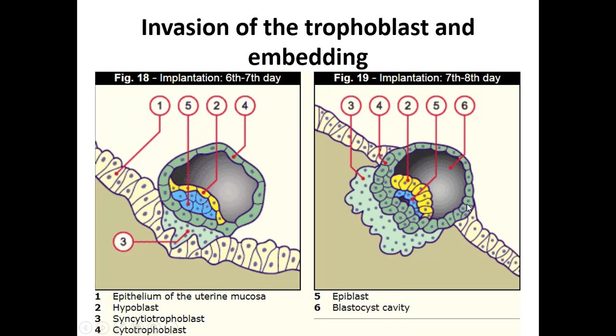And the cytotrophoblast is the source for the further syncytial trophoblast formation. Inside, don't forget what is happening inside. The embryoblast is dividing. Those cells which are present close to the blastocyst cavity are forming the hypoblast. So here, hypoblast. And those cells which are present between the hypoblast and the cytotrophoblast are named the epiblast.